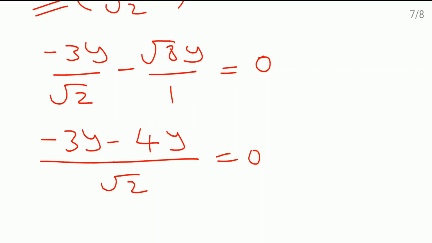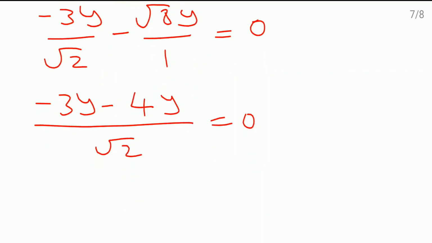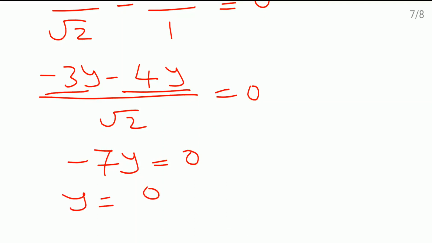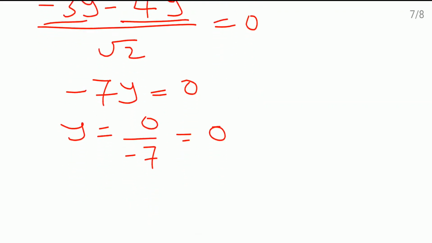Now this root 2 which is dividing here, it will go to multiply to the right hand side. And this one is minus 3y and minus 4y. Answer is minus 7y, which is equal to 0, because 0 into root 2 is 0. y is equal to 0 by minus 7. Our answer comes as 0. I got the value of y.